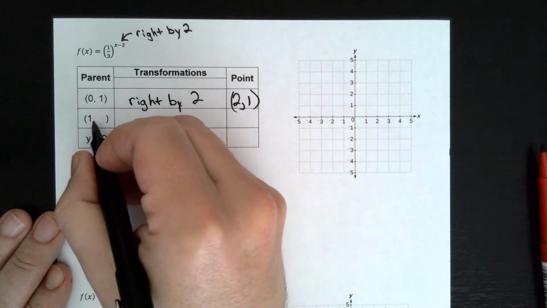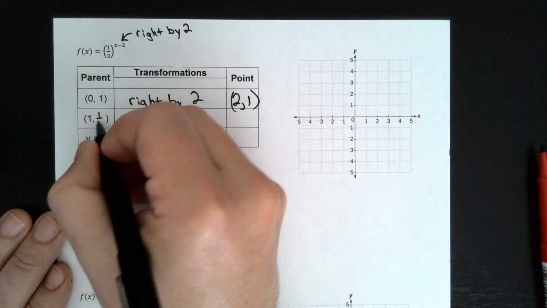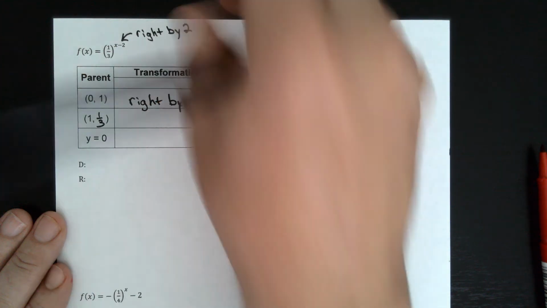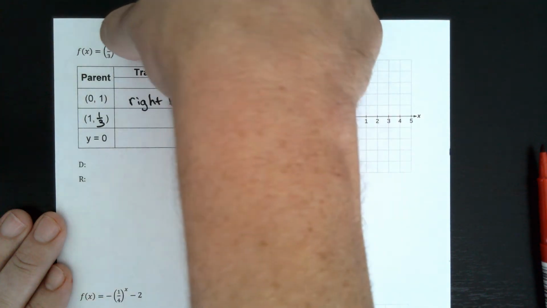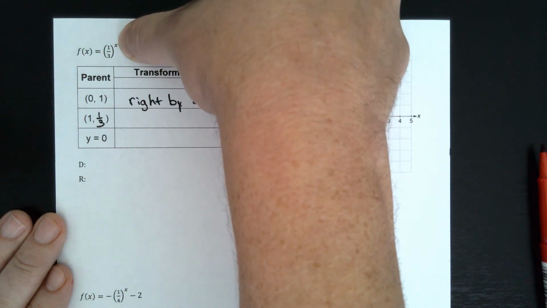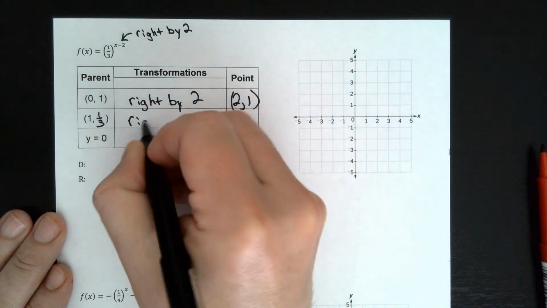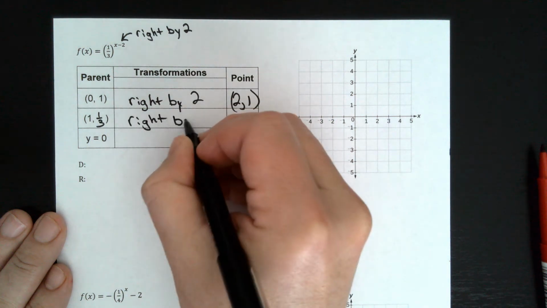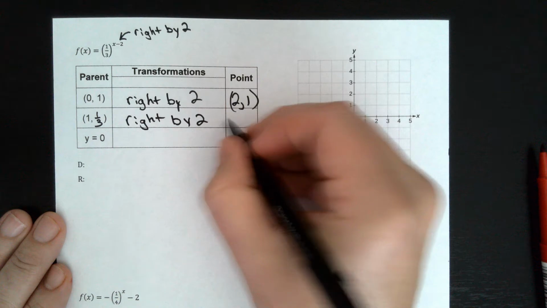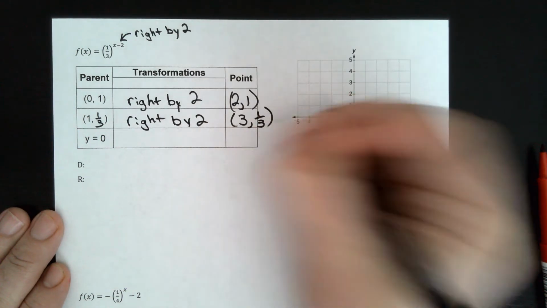The parent function of this would be 1, 1/3, because the parent function doesn't have the -2 on it, right? It just has that 1/3 to the x power. And if I put a 1 in there, it's just 1/3. But I go right by 2, so that means the x value becomes 3, 1/3.